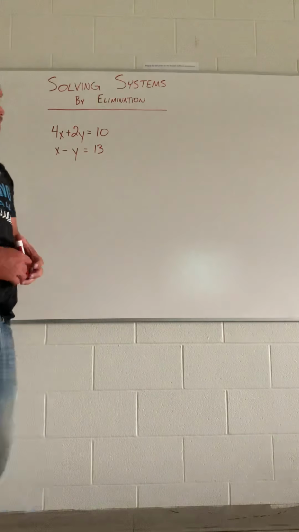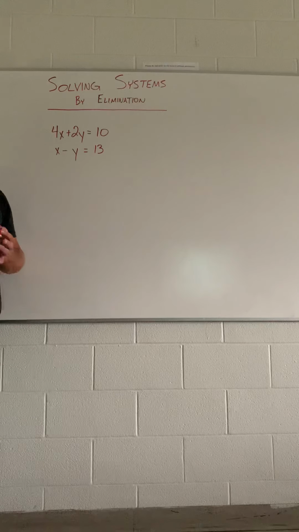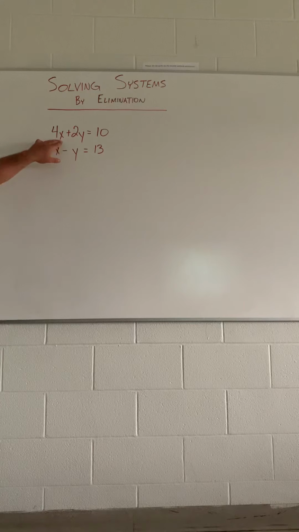All right, today I'm going to show you the third way we can solve systems. We have two different lines. We have 4x plus 2y equals 10 and x minus y equals 13. We already know we can solve these by graphing. But to solve by graphing, the easiest way to me is to put this in slope-intercept form, put that in slope-intercept form, draw a graph and graph them, which seems like a lot of work.